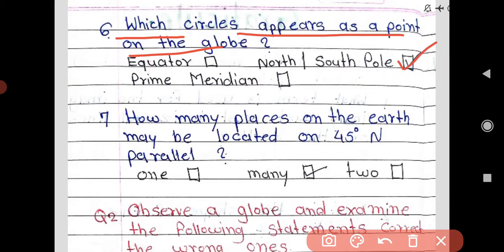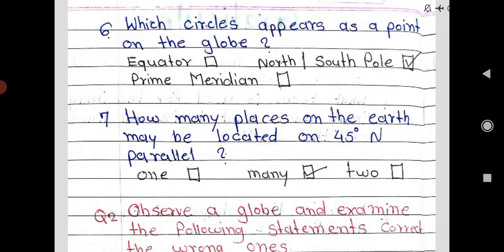Now 7. How many places on the earth may be located on the 45 degree north parallel? Options are 1, many, 2. So the answer is many.